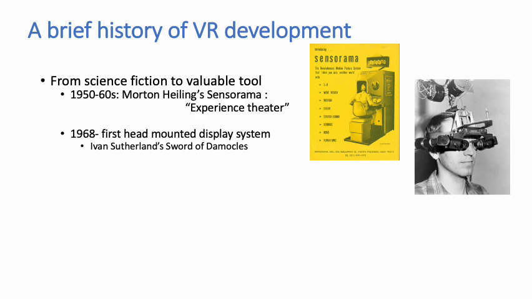The first head-mounted display was developed at MIT by Ivan Sutherland. It was called the Sword of Damocles because it was hanging off from the ceiling. It was so heavy, and it was the first attempt to have some sort of visor or glasses that the user could look through.